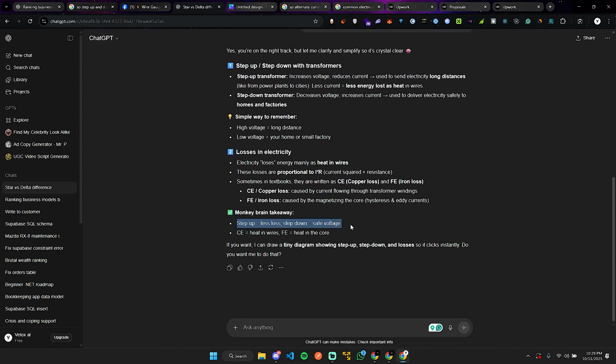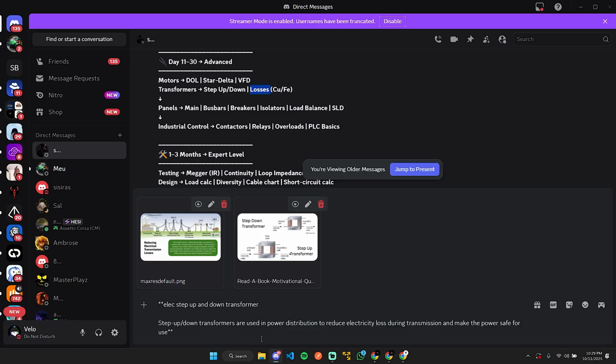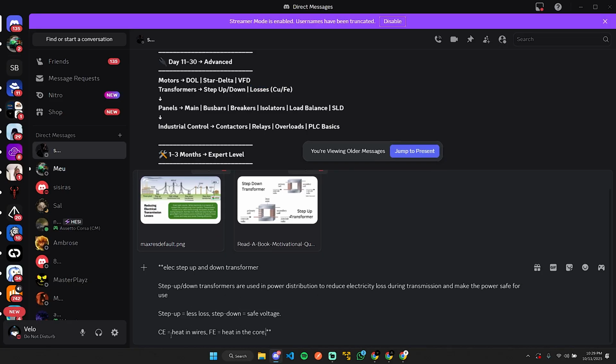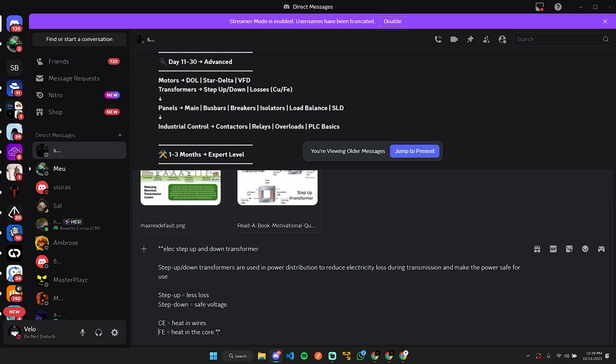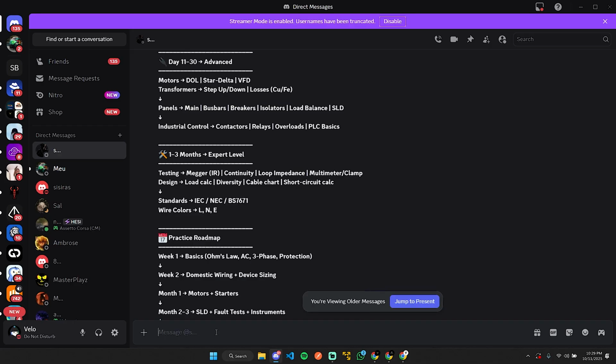Okay, so step up, less loss. Step down, safe voltage. CU heat in wires. FE. Okay. Right. Step down, less voltage, safe voltage. Right. Interesting. Alright.